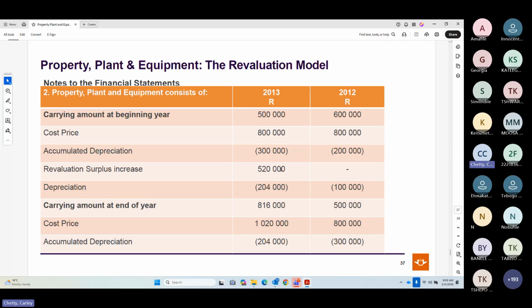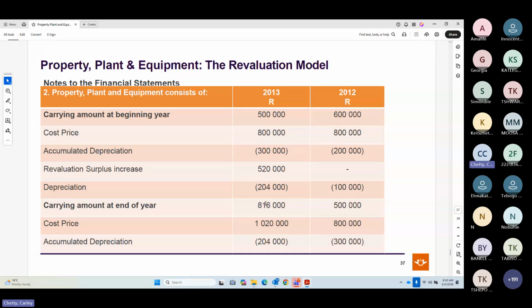Then we had the revaluation in 2013. So we had the revaluation surplus of 520,000. Remember, when we compared the fair value to the carrying amount, this resulted in a credit to the revaluation surplus account of 520,000. Then step 4 in our 4-step process was to calculate the depreciation after the revaluation, and we calculated the depreciation as 204,000 Rand. So that is the depreciation for the 2013 year after the revaluation.